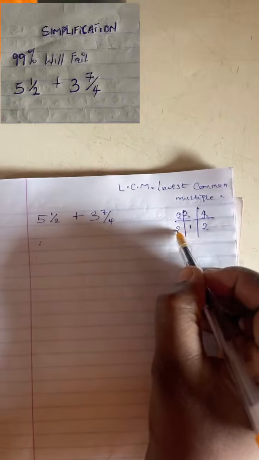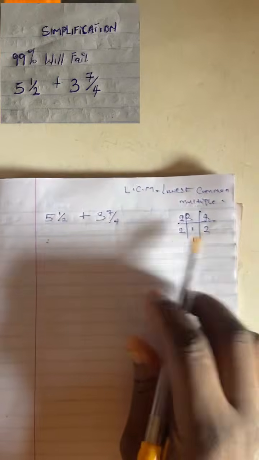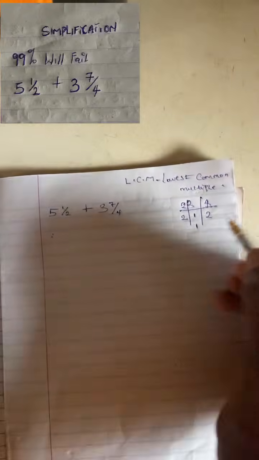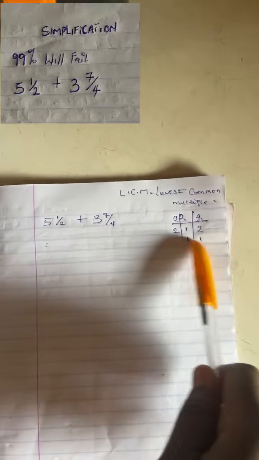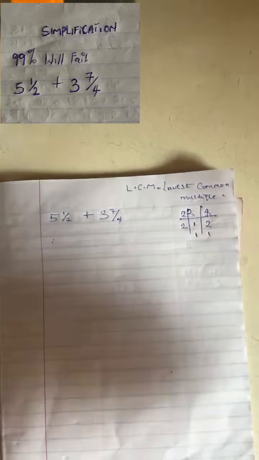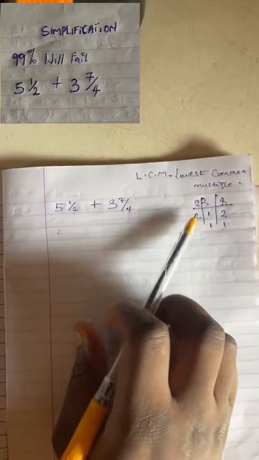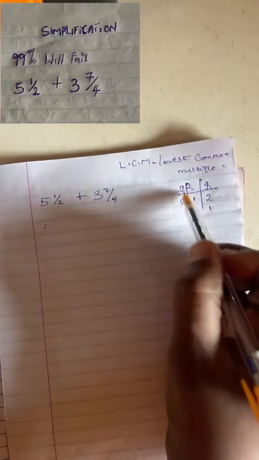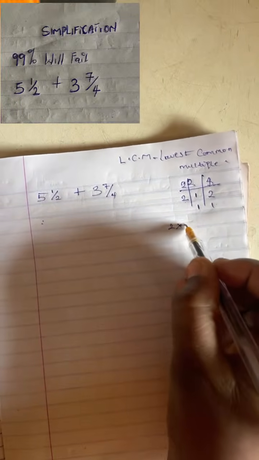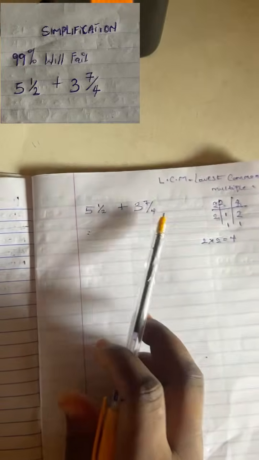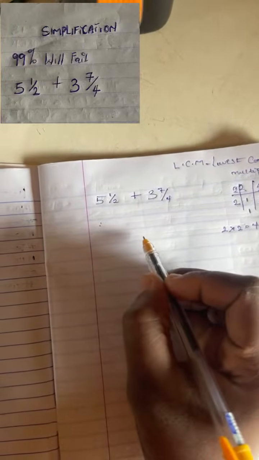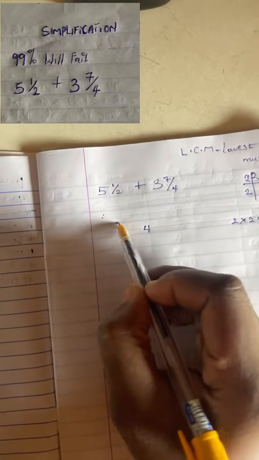We now add the 2 here again, okay? 2 divided by 1 is going to give us 1. 2 divided by 2 is going to give us 1. So this is what we are looking for. Here should be 1. Now 2 times, we bring down this 2 here. 2 times 2 will give us 4. So LCM of 2 and 4 is 4.